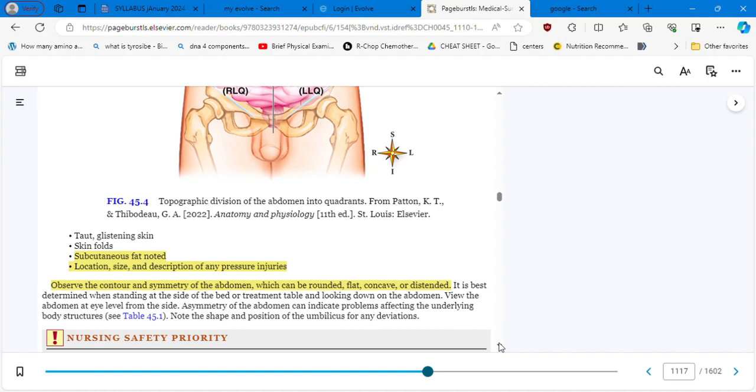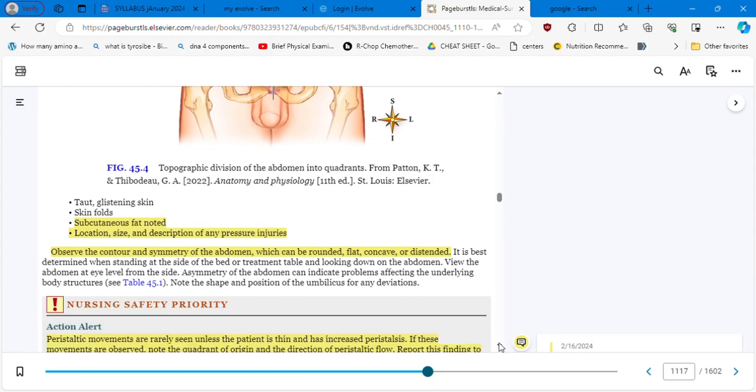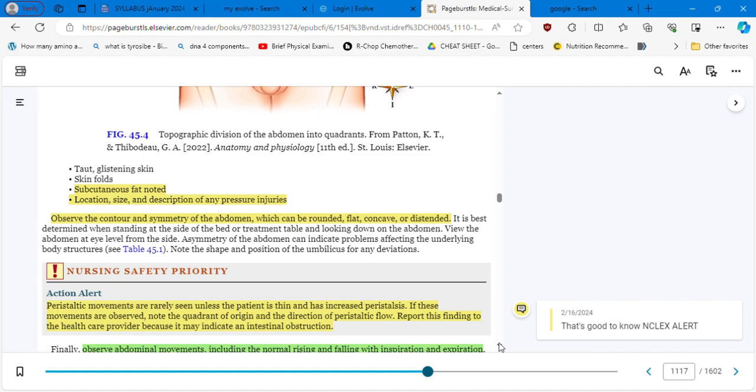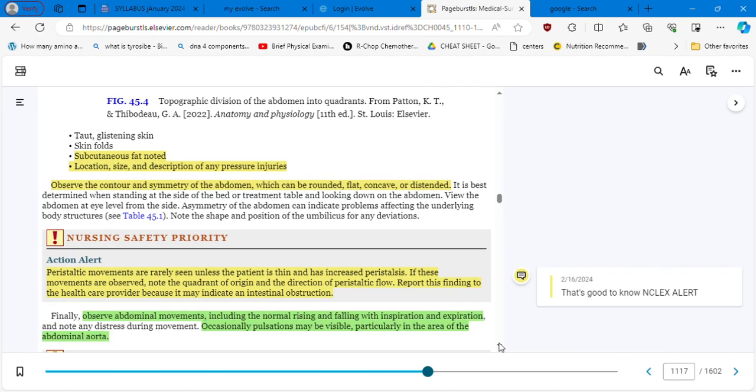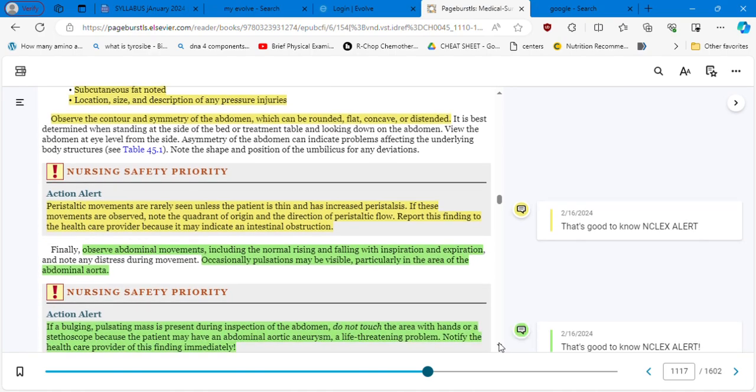We are also going to assess for subcutaneous fat, noting the location, size, and description of any pressure injuries. Observe the contour and symmetry of the abdomen, which can be rounded, flat, or distended. Nurses, safety: peristaltic movements are rarely seen unless the patient is thin and has increased peristalsis. If these movements are observed, note the quadrant of origin and the direction of peristaltic flow. Report this finding to the healthcare provider because it may indicate an intestinal obstruction.